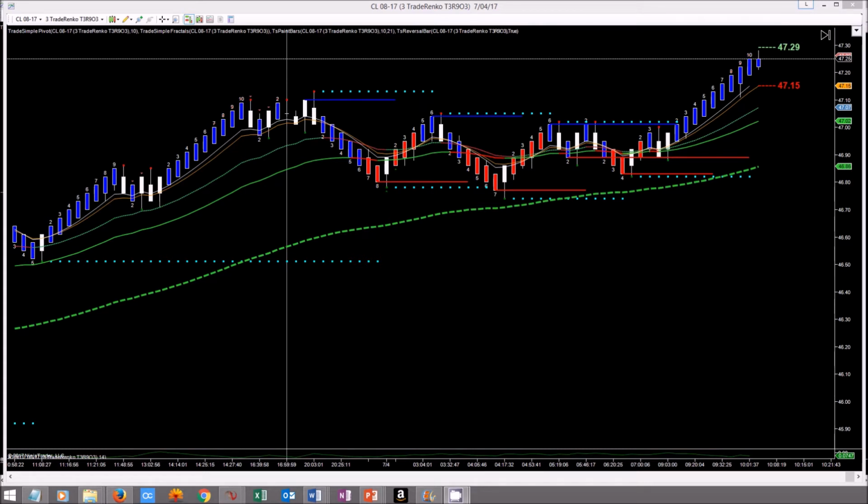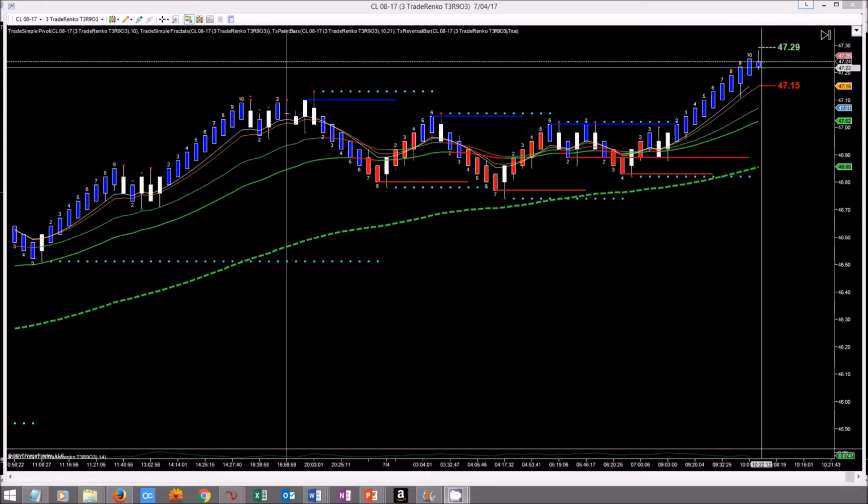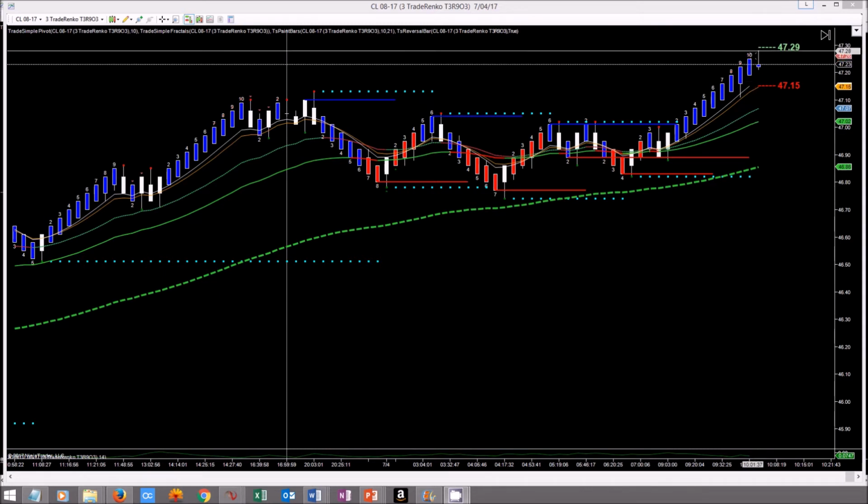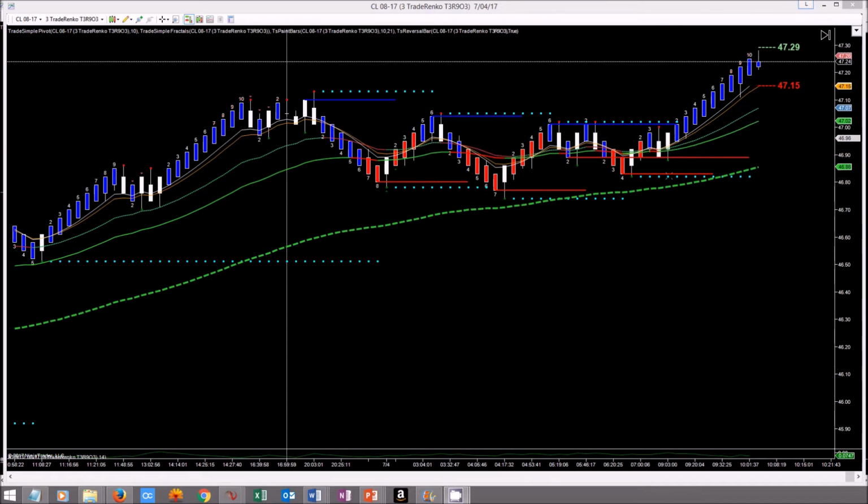As soon as it hits 47.29, that bar will be complete. And these are live market conditions. It just keeps bouncing from 47.28 to 47.27, so we'll just wait for it.